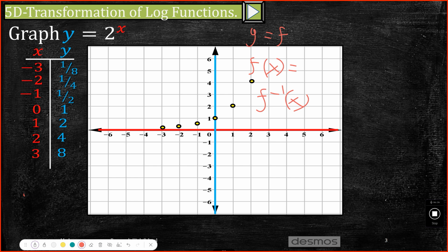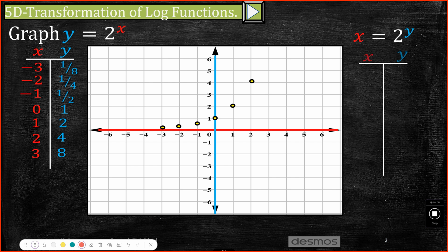Switch the x and the y. So we're going to put x is equal to 2 to the y power. Basically, everything that is output becomes input and input becomes output. Let's do it like that. Simple. So we don't even have to think too much. So if our input is 1/8, the output is negative 3.